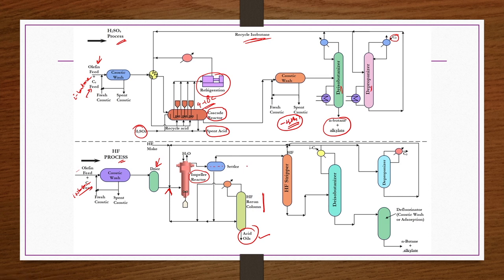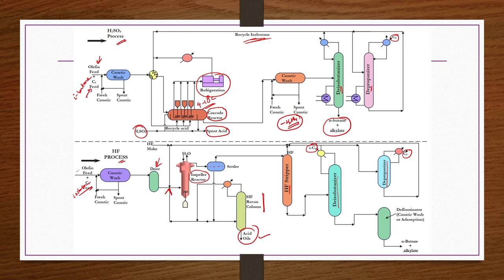Whereas the products from the settler would be further sent to the HF stripping column to remove any HF still remaining along with the products. Then the standard deisobutanizer and depropanizer steps are there to remove the isobutanes and then propanes. You can collect them, and after collecting, you can feed them back to the reactor for recycling purposes.